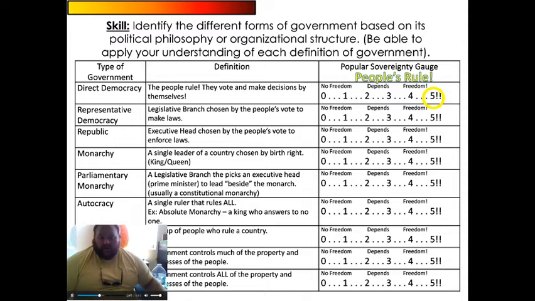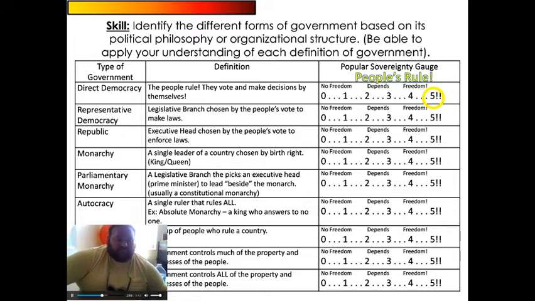All right, so you should now be done filling out the chart. Let's go through it together. A representative democracy is really the same thing as a republic. In fact, they are the same thing. It's where the legislative branch is chosen by the people's vote to make laws.